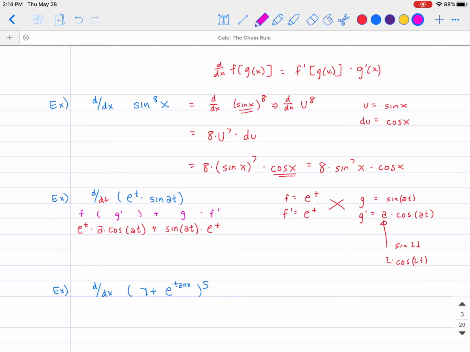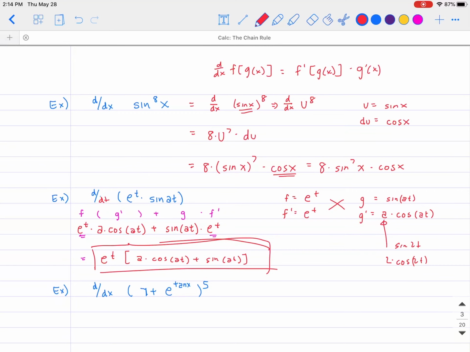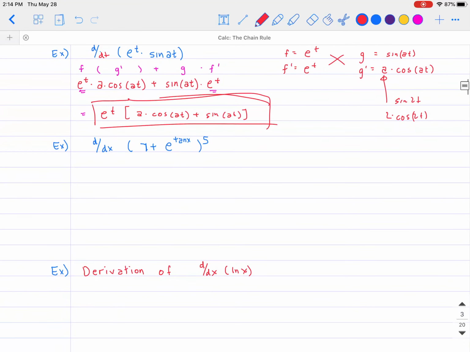And again, just like we said before, whenever you solve for the derivative, try to factor it, so then that way we can use it a little bit later on. So for my final form, I would take the e to the t that they both have in common and factor it out. So my final answer is going to be e to the t multiplied by a cosine of at, and then plus sine of at. So that will be my final answer then.